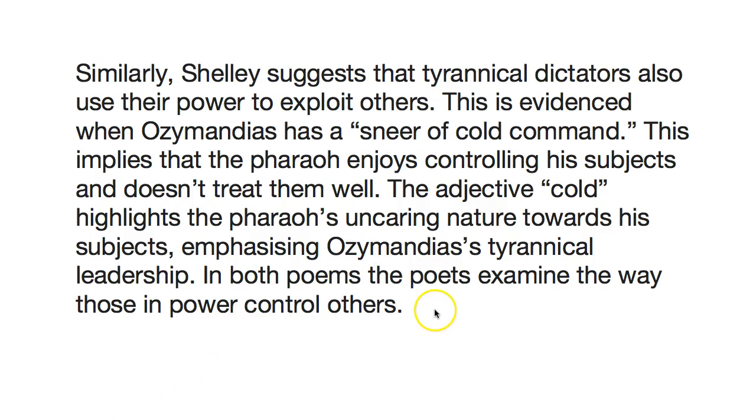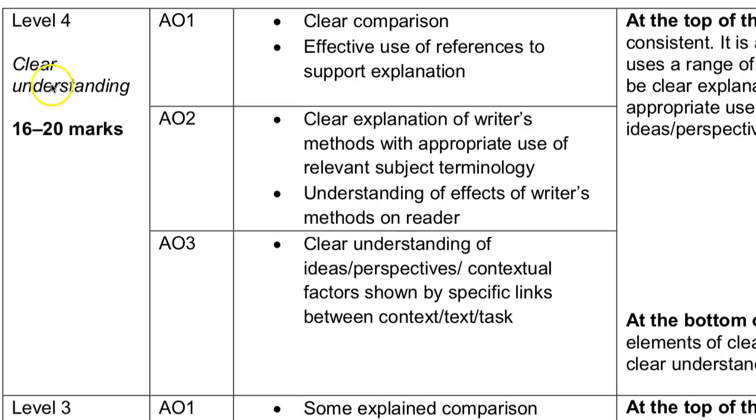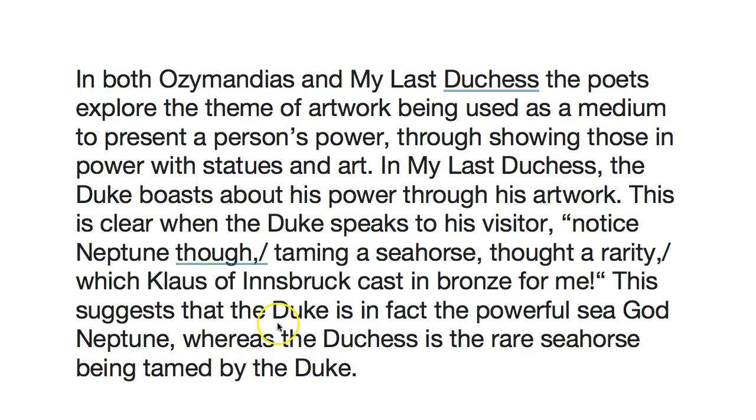Okay, but the main problem with this is it isn't thoughtful. If we look at the last sentence, in both poems, the poets examine the way those in power control others. A thoughtful way would be to tell us, well, what is it about the way that power controls others that the poets are interested in? Just saying that power controls other people is not a thoughtful explanation. It's just a clear explanation. So that paragraph only shows a clear understanding. It's not developing any ideas. It's just saying, here's an idea, but I can't be bothered to explain it all to you.